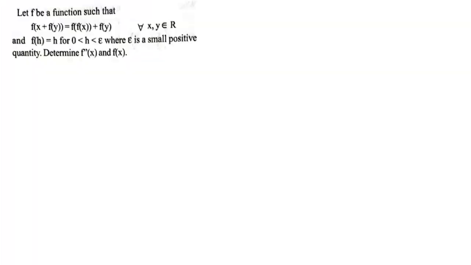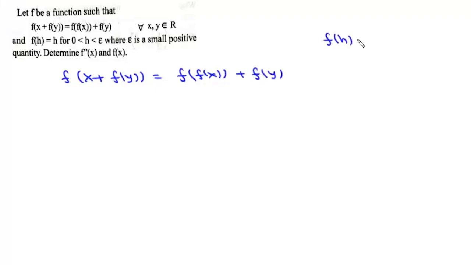Now here the question is, we are given this function f such that f(x) plus f(y) is equal to f of (f(x) plus f(y)), and it says f(h) is equal to h for h lying between 0 and epsilon, where epsilon is a small quantity. Now we take this limit h tends to 0, then clearly f(0) is 0.